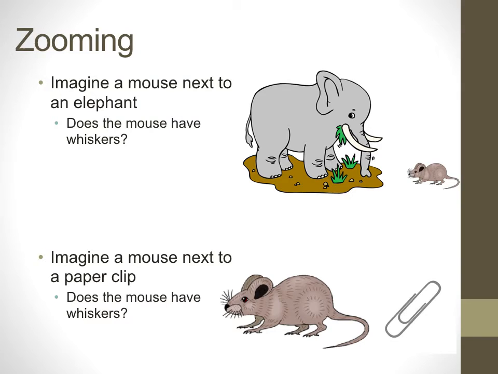We also see that this depends upon the task. Zooming in on a mouse having whiskers next to an elephant takes longer than zooming in on a mouse having whiskers next to a paperclip, because they're similar in size.